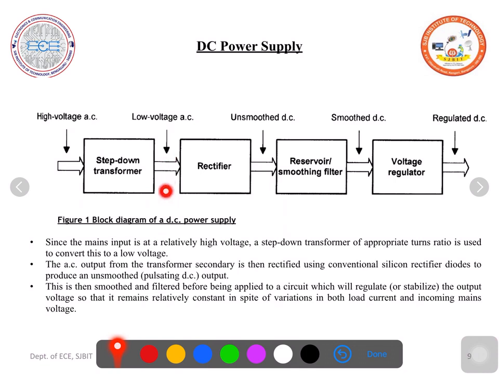The AC output from the transformer secondary is then rectified using conventional silicon rectifier diodes to produce an unsmoothed, popularly known as pulsating DC output. This is then smoothed and filtered before being applied to a circuit which will regulate or stabilize the output voltage so that it remains relatively constant in spite of variations in the load current and incoming mains voltage.